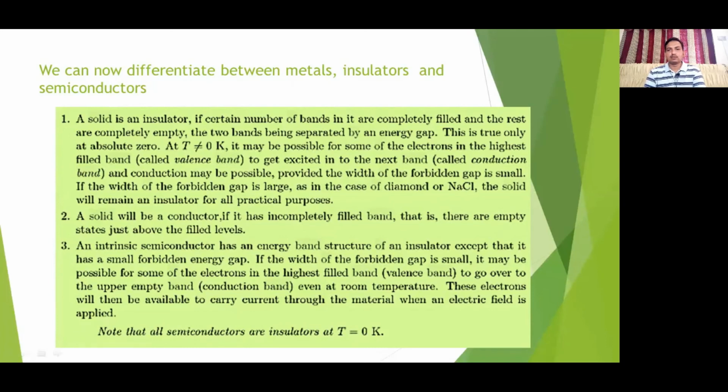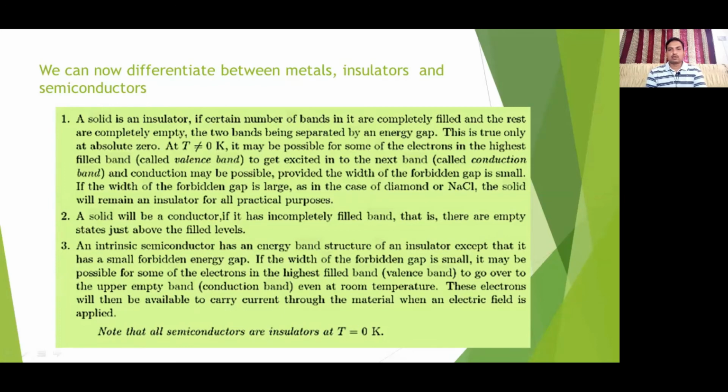So all semiconductors show no conductivity at 0 Kelvin. So they are very much like insulators, and they show slight conductivity at room temperature. So they behave like conductors. So they have properties in between conductor and insulator. So we call them semiconductors.